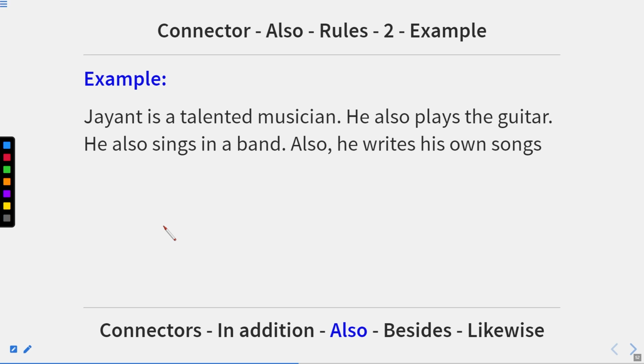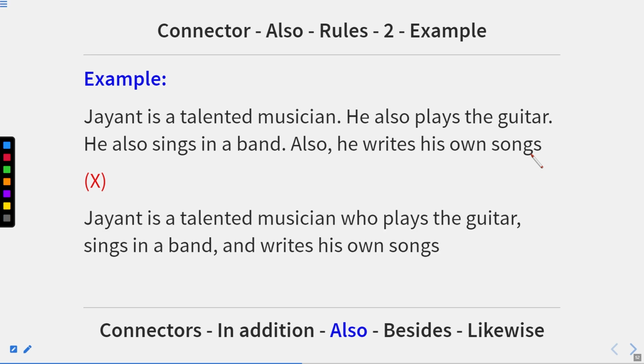So here we have four pieces of information about the person Jayant: that he's a talented musician, moreover he plays the guitar, after that he also sings in a band, and something extra about him, that he writes his own songs. So we are using also many times. So this structure is incorrect. This should not be written.